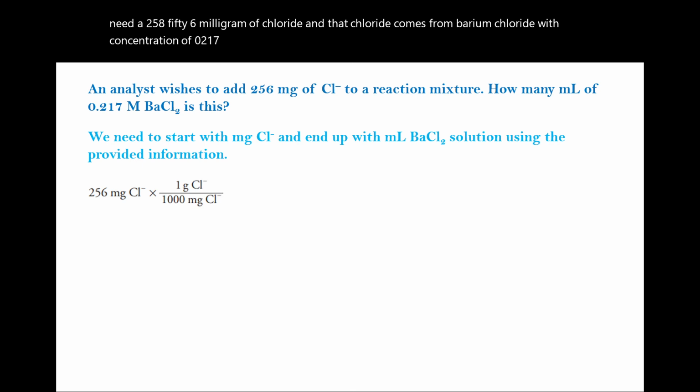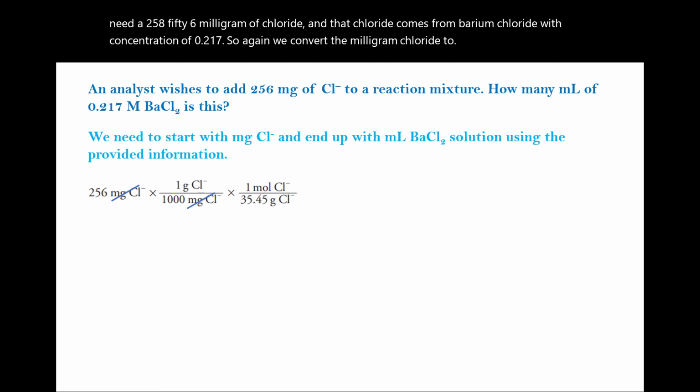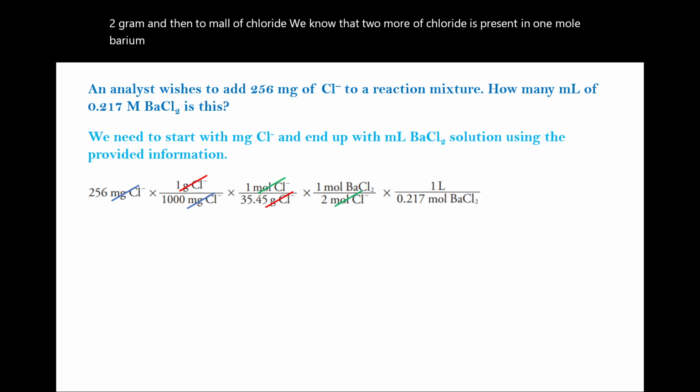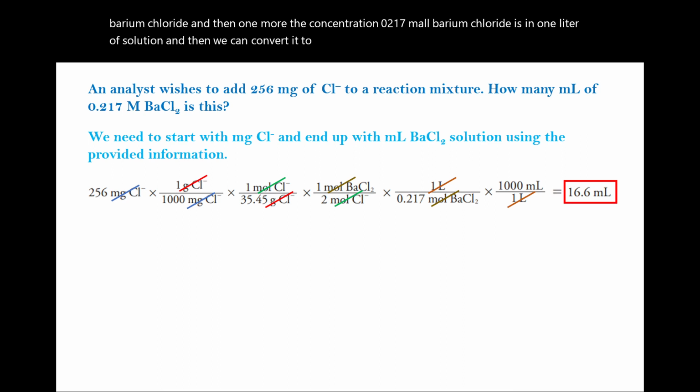Again, we convert the milligrams of chloride to grams and then to moles of chloride. We know that 2 moles of chloride are present in 1 mole of barium chloride, and then the concentration, 0.217 mole barium chloride, is in 1 liter of solution, and then we can convert it to milliliters, so that will be 16.6 milliliters of barium chloride solution.